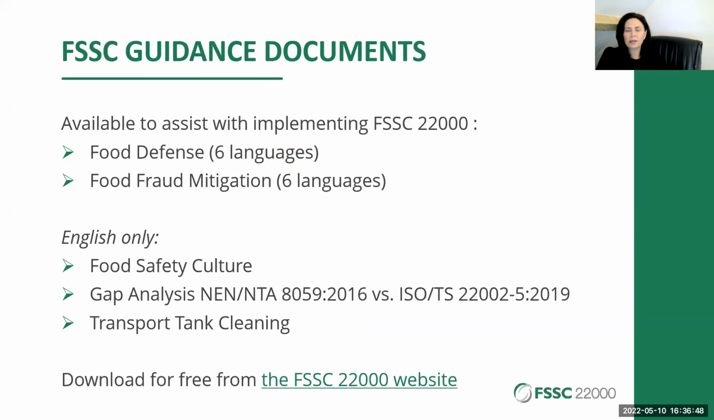And then we also provide FSSC guidance documents, to assist our organizations and also our CBs with implementing and applying the FSSC 22000 requirements. Here are some examples on the screen. For example, we have guidance documents on food defense and food fraud mitigation, and these are available in several languages. We also have guidance on food safety culture and transport tank cleaning, for example. They are available as a free download on our website. Keep an eye on our FSSC 22000 website as we add additional guidance documents as time goes on.